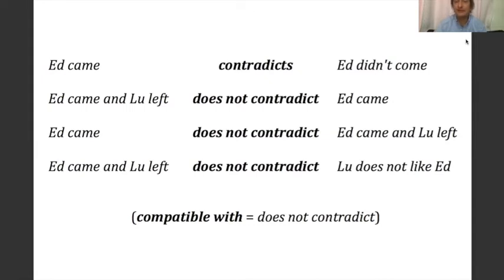"Ed came and Lou left" does not contradict "Lou does not like Ed." It's possible for those two to both be true. You don't know that they're going to both be true just because one of them is. But you also don't know that one is going to be false because the other one is true.